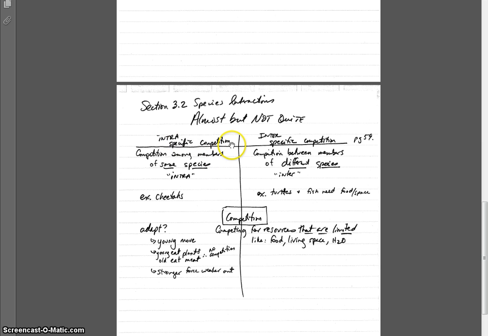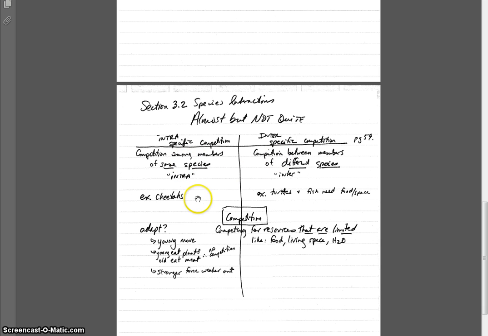So I have intraspecific competition is competition among members of the same species, right? So I have the same species underlined, or you could highlight it. And I'm remembering that the prefix intra means among. And then over here I have interspecific competition is competition between members of different species, and that's inter. Right? So think of interstate, which is a road that goes between two states. So that can help you to remember the differences between those two.